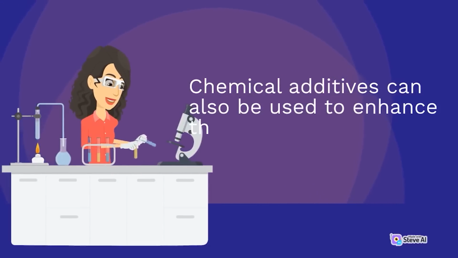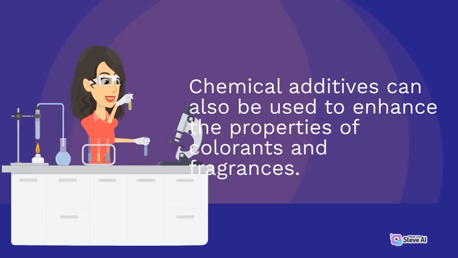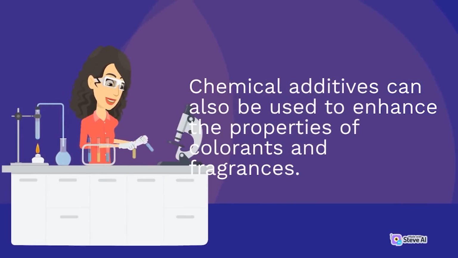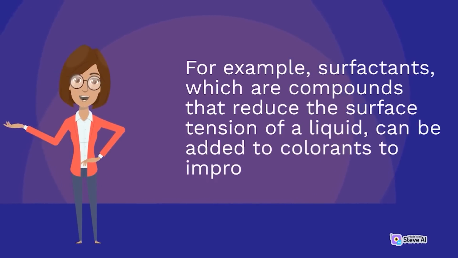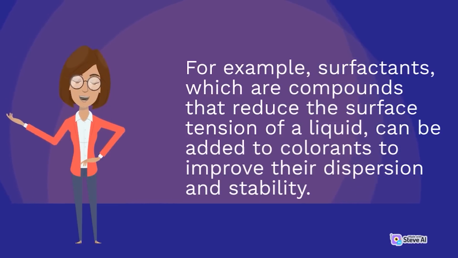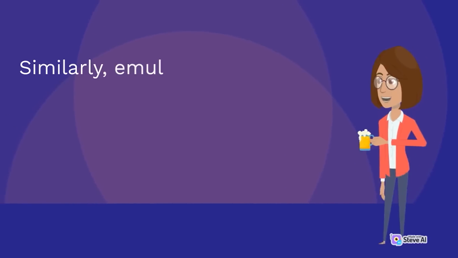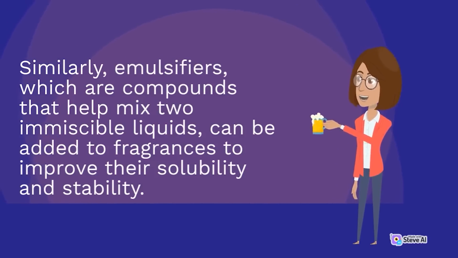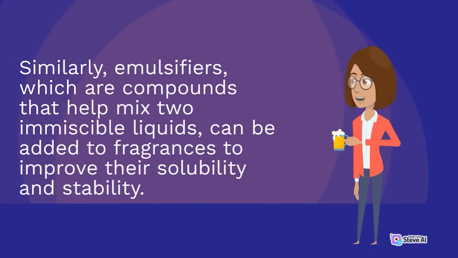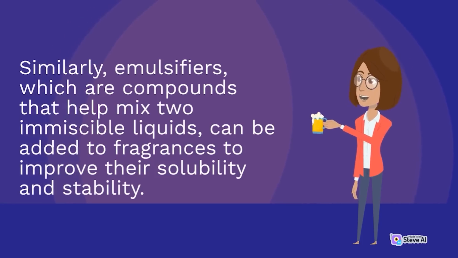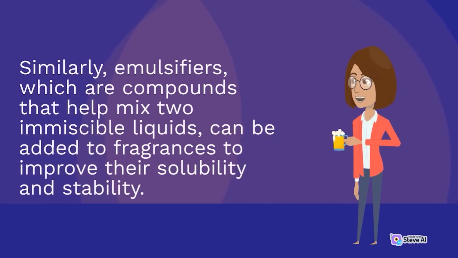Chemical additives can also be used to enhance the properties of colorants and fragrances. For example, surfactants, which are compounds that reduce the surface tension of a liquid, can be added to colorants to improve their dispersion and stability. Similarly, emulsifiers, which are compounds that help mix two immiscible liquids, can be added to fragrances to improve their solubility and stability.